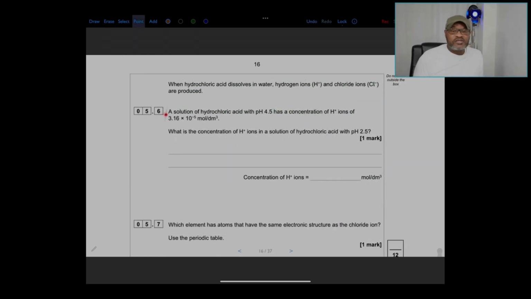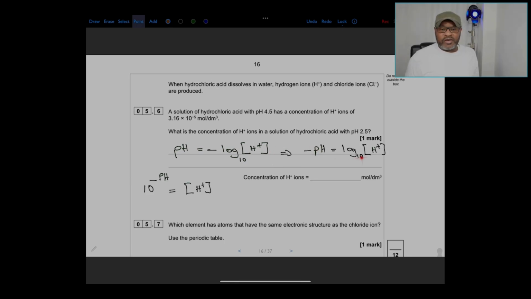Question 5.6. When hydrochloric acid dissolves in water, hydrogen ions H+ and chloride ions Cl- are produced. A solution of hydrochloric acid with pH of 4.5 has a concentration of H+ ions of 3.16 times 10 to the power minus 5 mole per decimeter cube. What is the concentration of H+ ions in a solution of hydrochloric acid with pH 2.5? This is 1 mark.